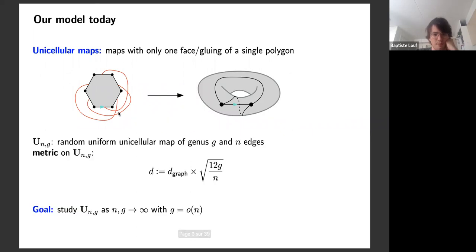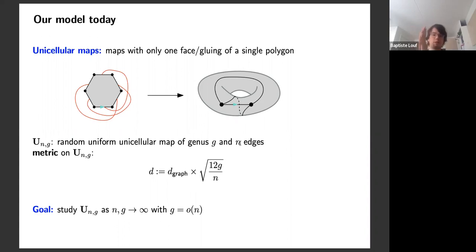Then you can put a random measure on the set of unicellular maps. As I said before, if I give you a certain set of polygons, there's only a finite number of maps that you can build out of them. So if I give you a 2n-gon, there are only finitely many ways of gluing it to itself so that you create a surface of genus g. And then you can properly define this object U_{n,g}, which is just a uniform random unicellular map of genus g and size n.